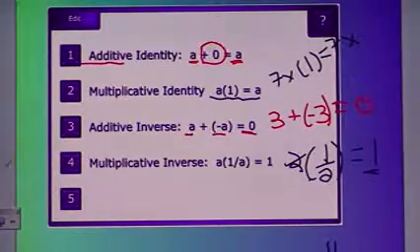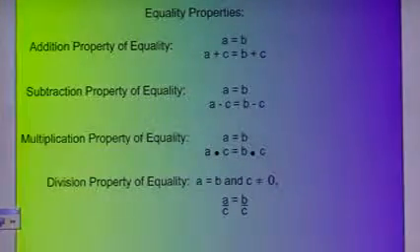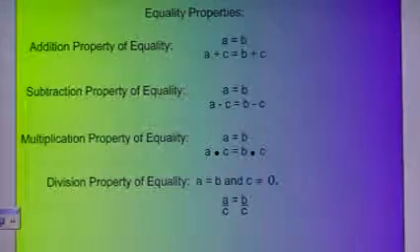Okay, let's look at number 5. Multiplicative 0 property. You guys should know this. Anything in the world that you multiply by 0, you're still going to get 0. All right, some equality properties. Basically, these should be pretty straightforward and pretty easy.